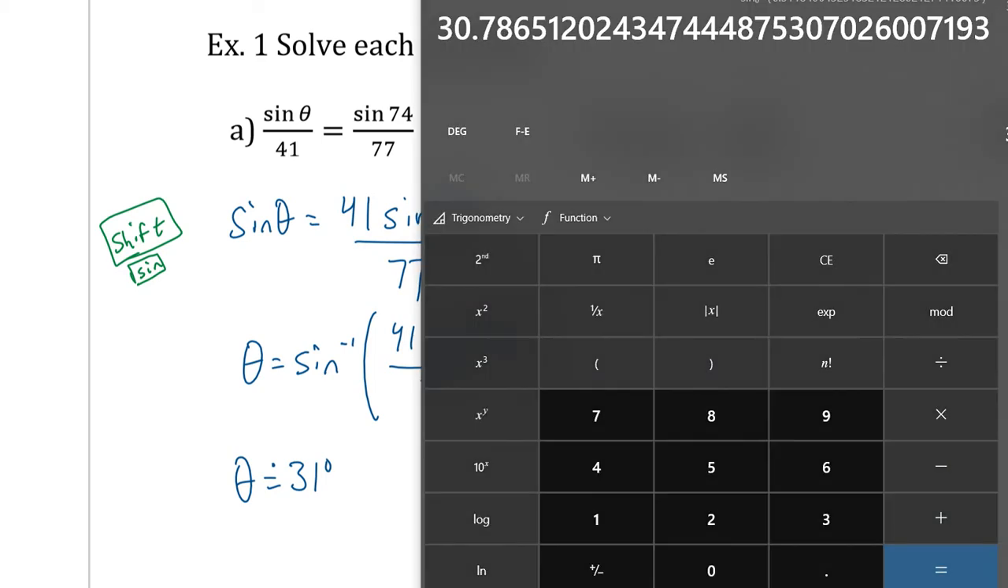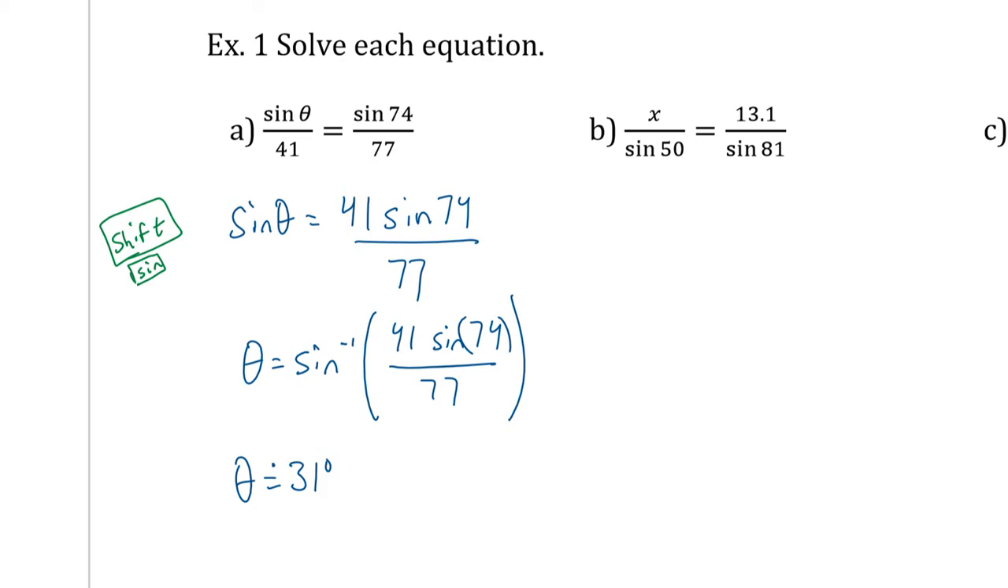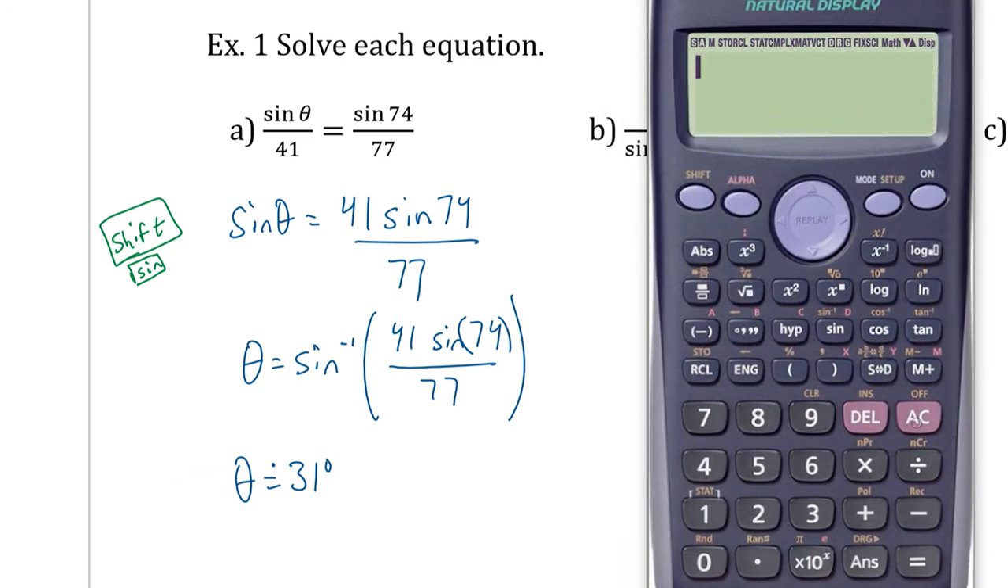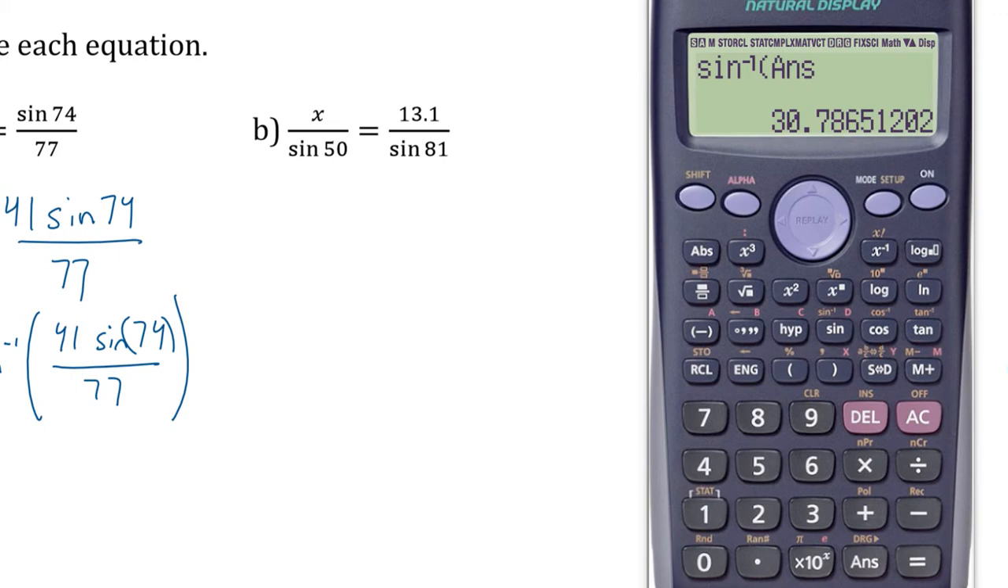Okay, this calculator is not the best for demonstrating. I know I'm only going to use it twice to do this. You can do it that way with this calculator as well. 41 times sine of 74, except you would put in the 74 first on one of those other calculators, hit equals, divided by 77, hit equals, shift sine equals, and you get your answer. Okay, so it's a little bit of a different order if you don't have a calculator like this.